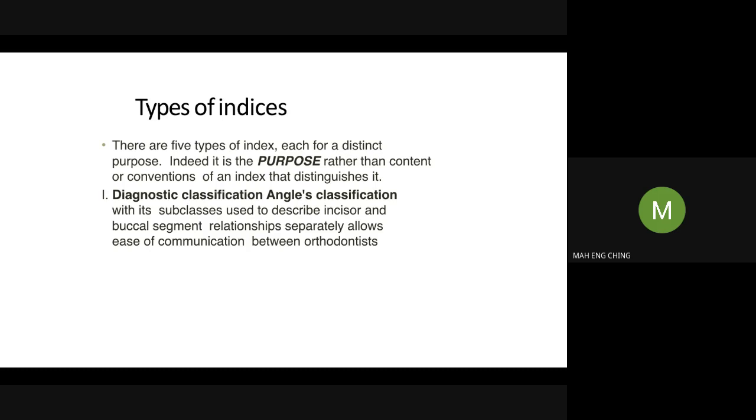For example, let's say I call you up in the office today and tell you I'm going to refer you a class 2 division 1 malocclusion. Instantly you can picture you're going to have a patient coming in with an increased overjet or proclined upper incisors, there may be a deep bite or maybe a gap between the teeth. So there's communication between the dentist and the orthodontist.